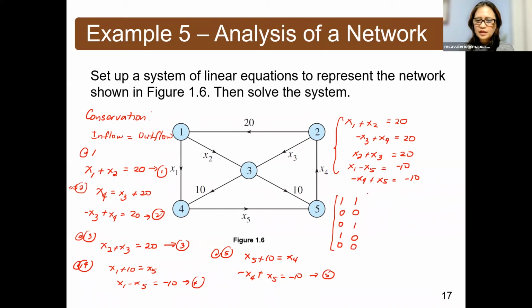For x sub 3, this is 0 here, and then we will have negative 1, positive 1, and then 0, and then 0. And for x sub 4, we will have here 0, and then 1, and then 0, and then again another 0, and negative 1.